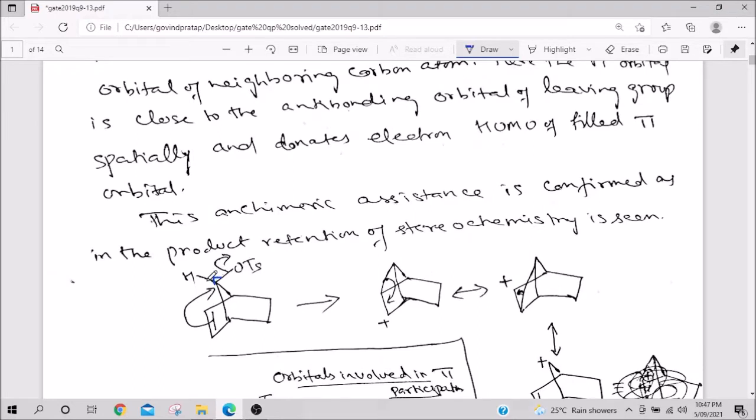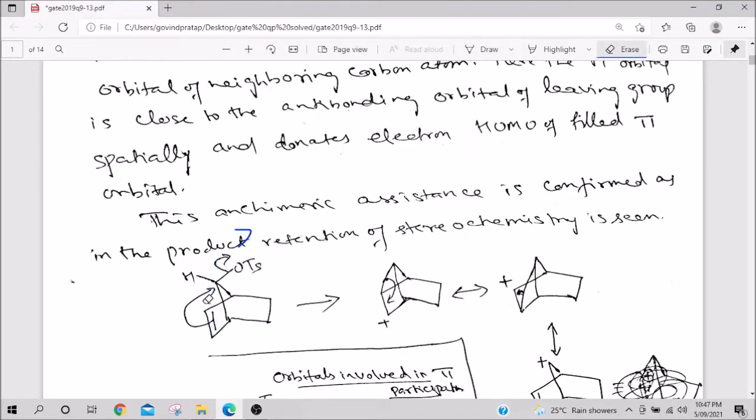If the stabilization happens by the neighboring carbon, if it has a p orbital and this goes and overlaps, that will be classical carbocation stabilization. But here what is happening is basically the pi bond is there, so it means there are 2 p orbitals. So there is an electron cloud here, and this electron cloud goes and helps in stabilizing the anti-bonding orbital if this OTs leaves. So it will help in removal of this OTs. So it is neighboring group participation, and that is what non-classical carbocation means.